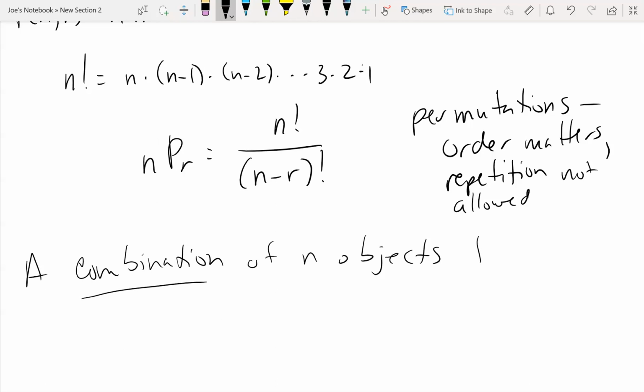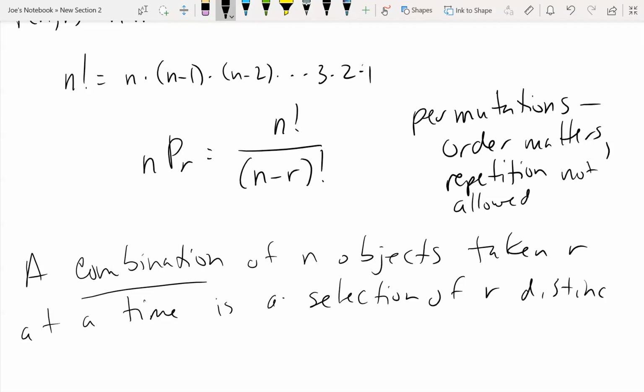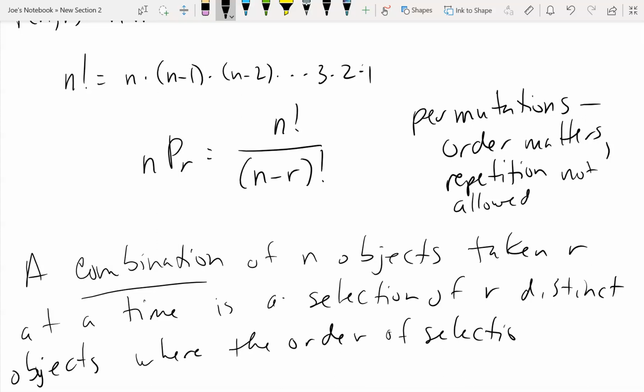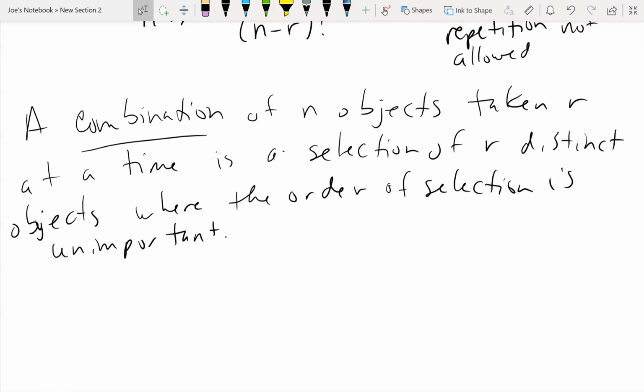So if n objects taken r at a time, I'll just write as a selection of r distinct objects, so no repetitions, where the order of selection is unimportant. All right, so let's think about how we would count these things. Let's do this by example first, and then see if we can figure out what the actual formula is.